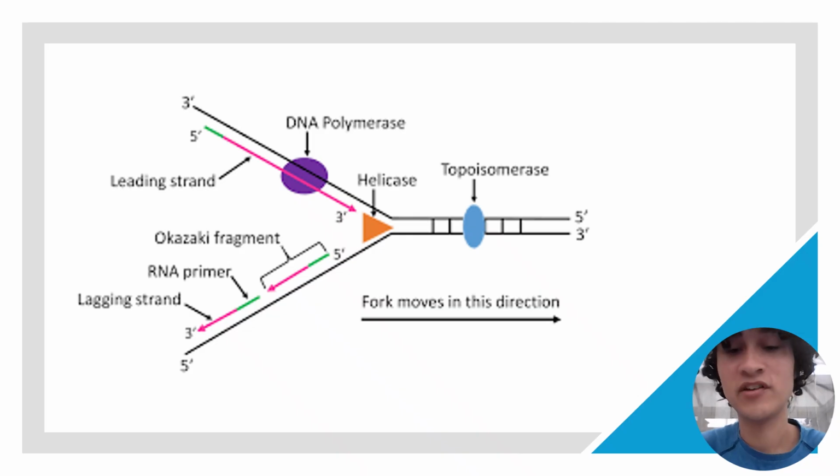So this is just to give you another diagram, to recap what's actually going on here. You can see we've got our replication fork. The fork's moving in that direction. The lagging strand is moving away from the replication fork, so it's moving in the opposite direction. We've got our leading strand moving towards the replication fork. We've got our DNA polymerase enzyme. It's going across the parent strand, reading it in a 3 to 5 prime direction, but it's assembling its daughter strand in a 5 to 3 prime direction. Remember, because we need that 3 prime hydroxyl group to act as our nucleophile.